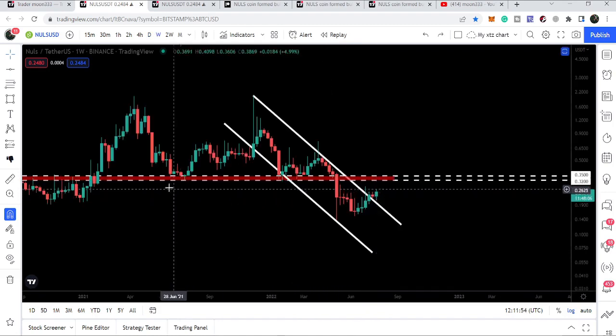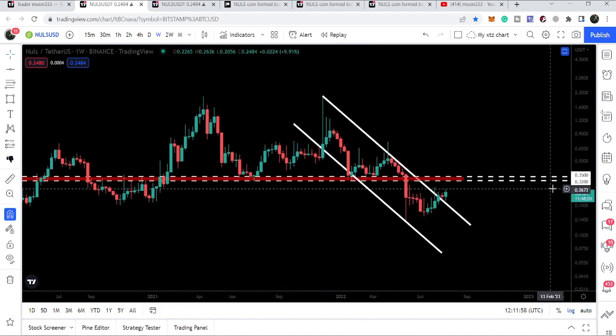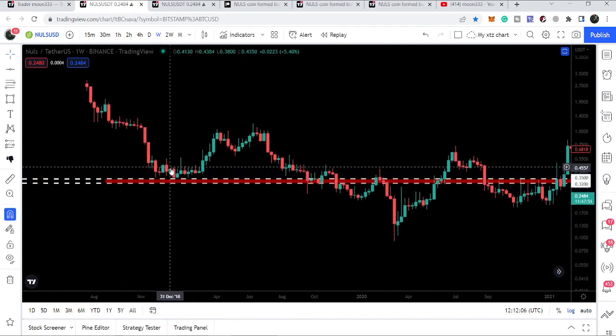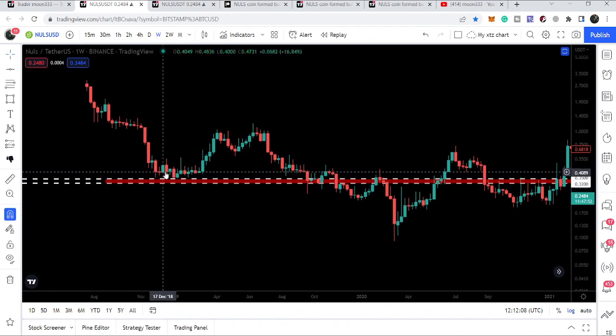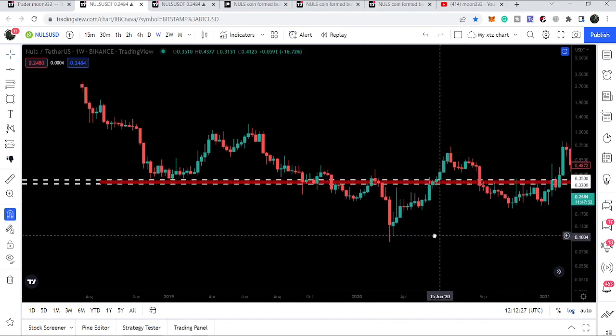Now there is a very strong key resistance zone in the way of NULS, and that goes from 32 cents to 35 cents. You can see previously this level worked as a very strong support from December 2018 up to here. Here we broke it down for the first time in November 2019, and then it worked as a strong resistance. Once we broke it down, we got rejection here. We got a few more rejections here, 1, 2, 3, and 4 rejections.